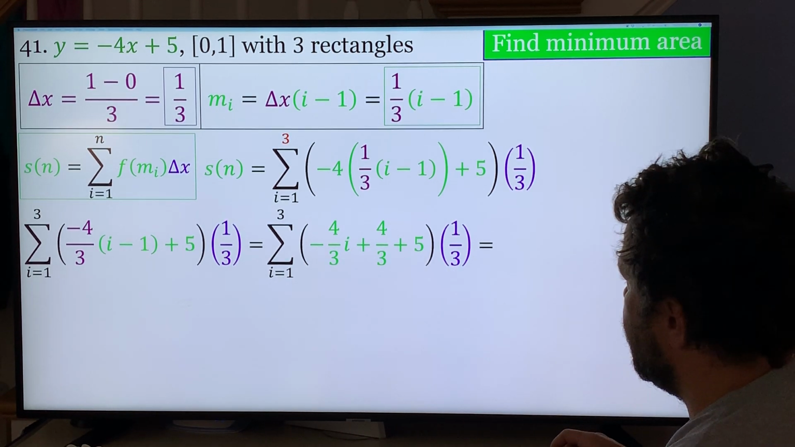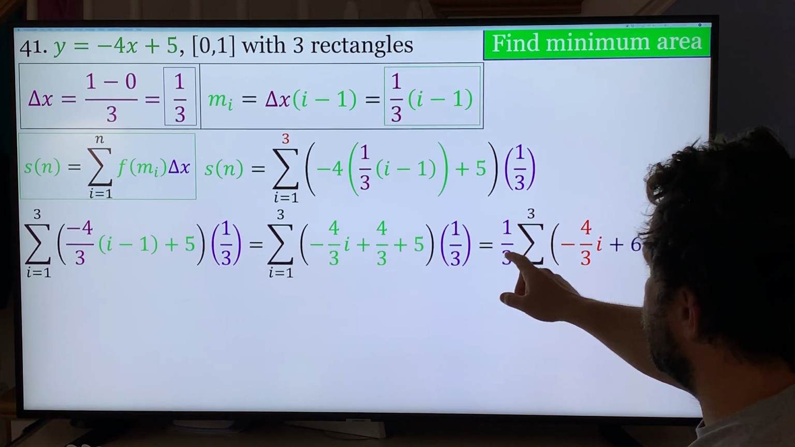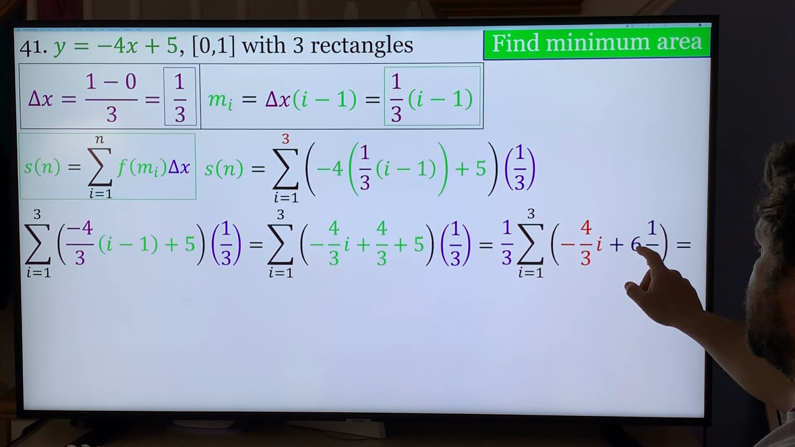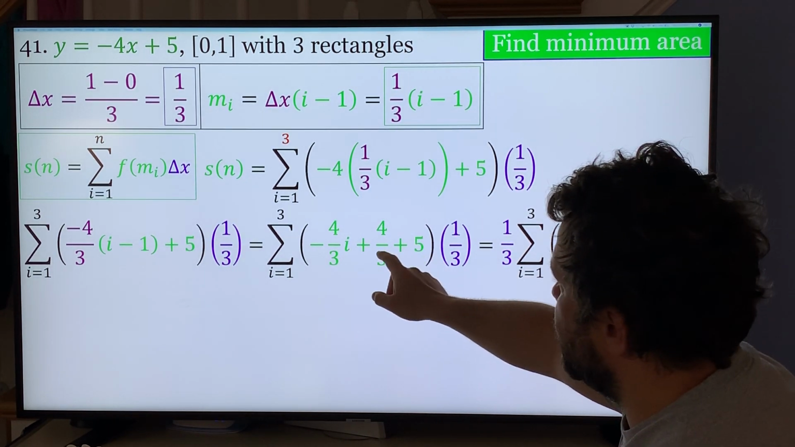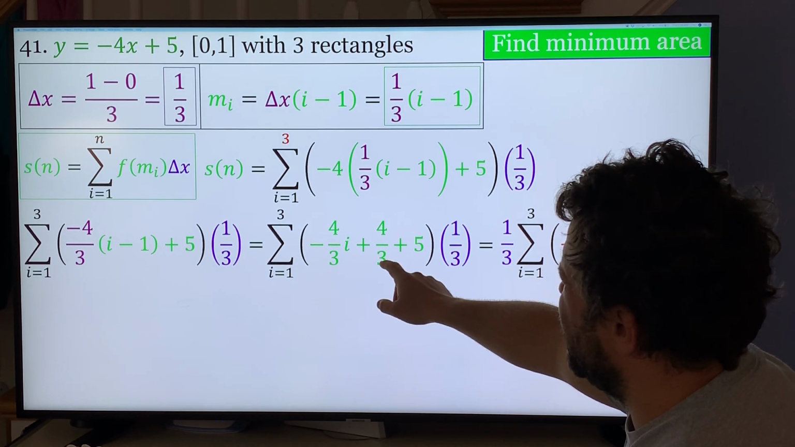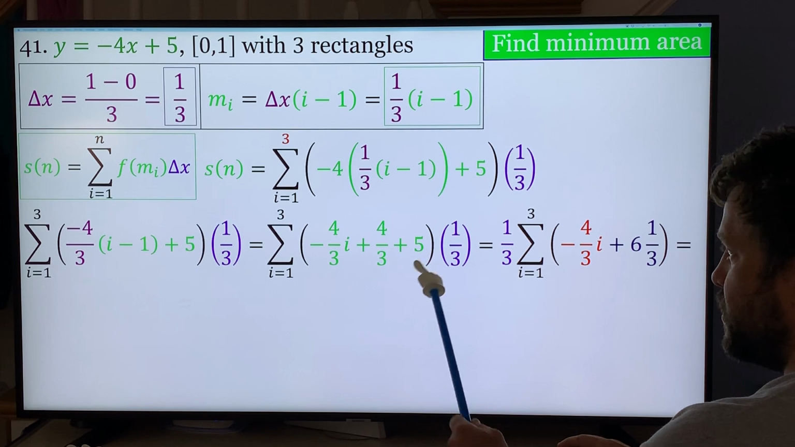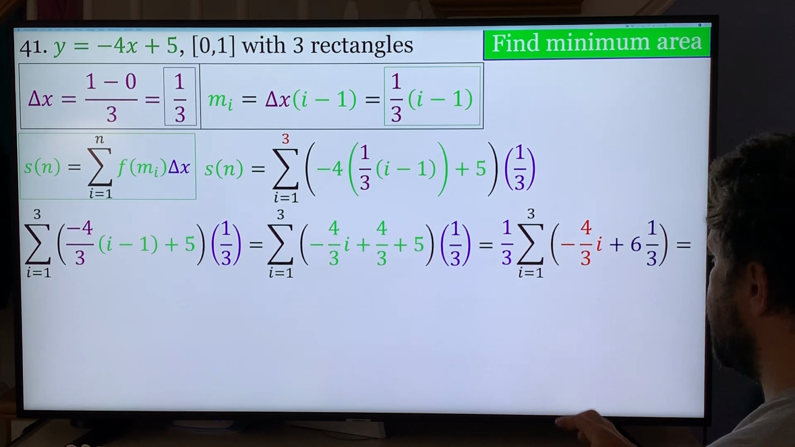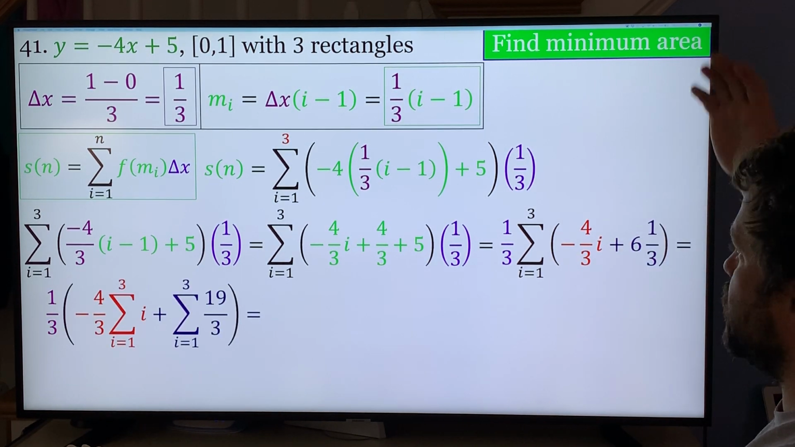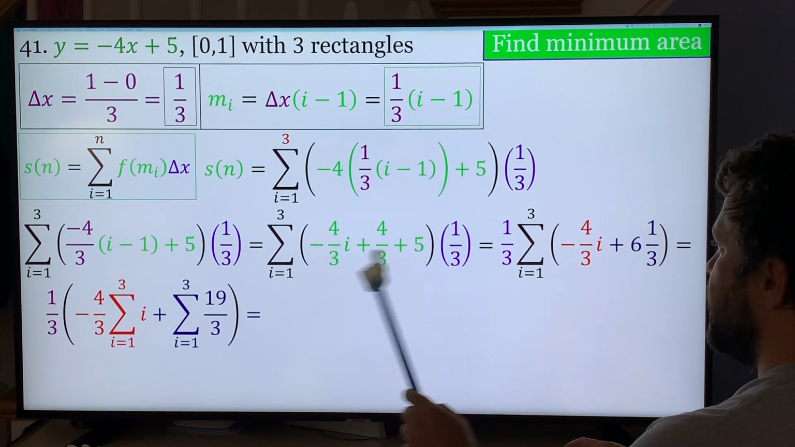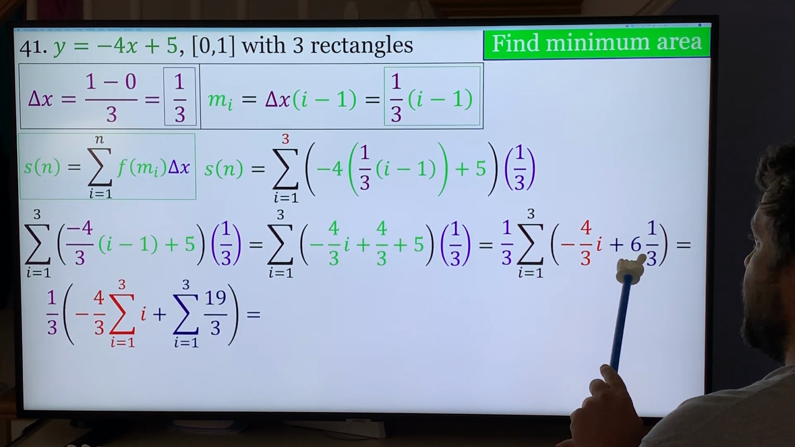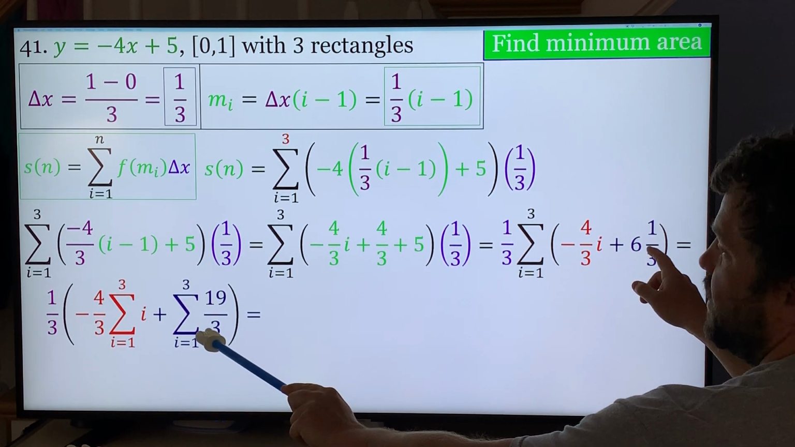I can pull the 1/3 forward. Negative 4/3 i plus 6 1/3. 5 plus 4/3 is 19 over 3, or 6 1/3, it doesn't matter. They're 2 numbers, there's no variables attached, you just combine them. And now you do your summation. You're going to sum up. Pull out the negative 4/3 forward. You don't have to pull out anything forward. See? Same thing. Doesn't matter how you write it.